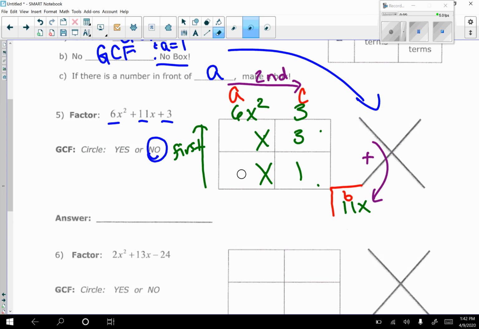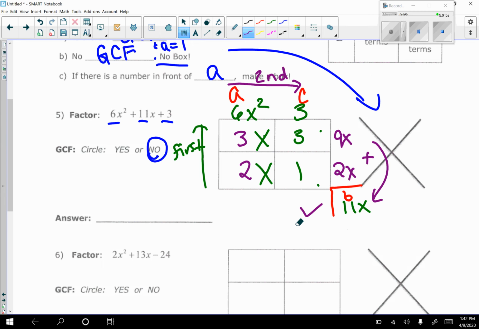Okay, so let's try my other factors. Well, I know 3 and 2 are factors. So let's see, 3 times 2 is 6x squared. Let's multiply these across. 3x times 3 is 9x. 2x times 1 is 2x. Does 9x plus 2x equal 11x? Yep, I've solved the puzzle.